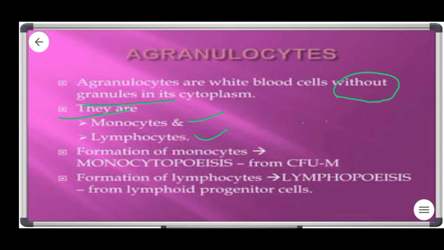The formation of monocytes is called monocytopoiesis, from colony forming unit monocyte, and the formation of lymphocytes is called lymphopoiesis, from lymphoid progenitor cells. Poiesis means formation.